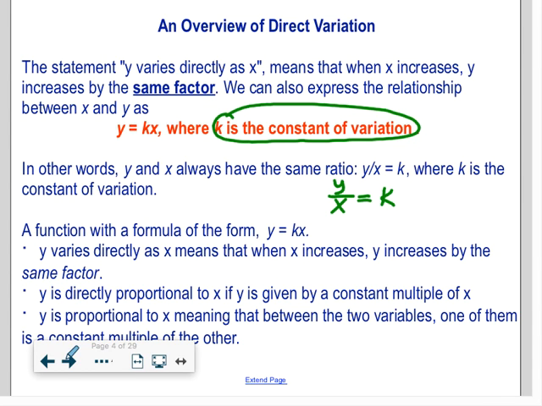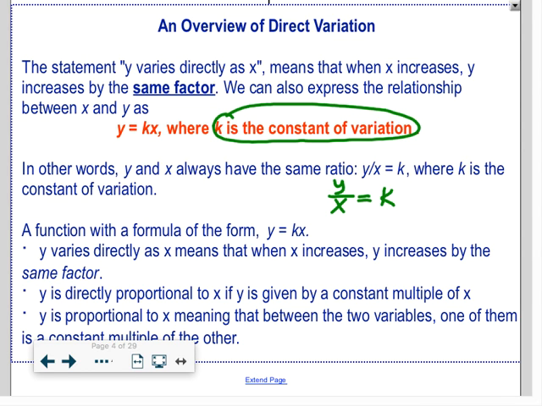In other words, y and x will always have the same ratio when I take y divided by x equals k. Can you write that right here? So every time you take the y divided by x, it's going to equal k if it's direct variation. And then y equals kx is the direct variation formula. You might see it as y varies directly as x. Sometimes it'll say y is directly proportional to x. All right, flip the page when you're ready.